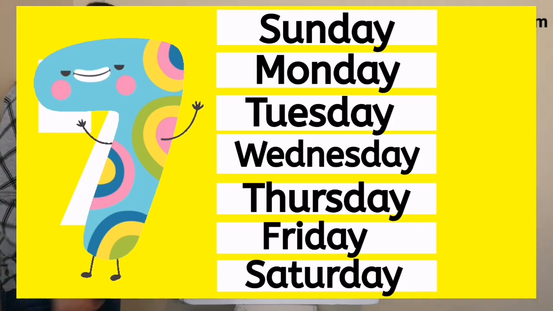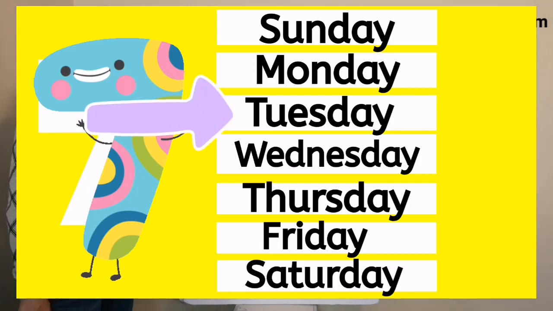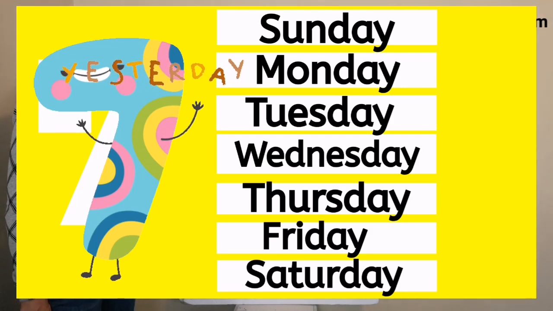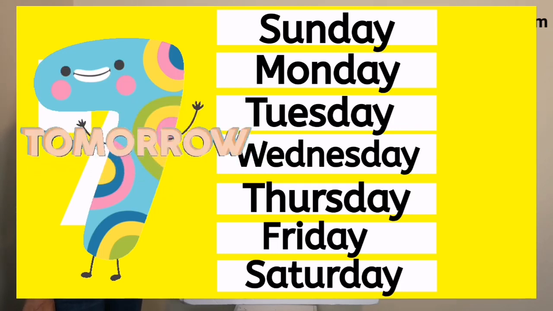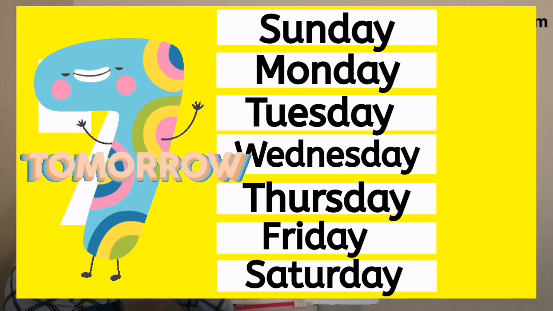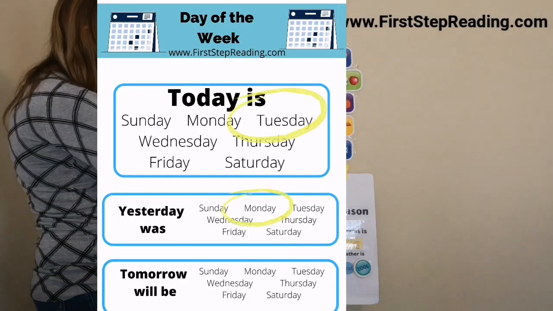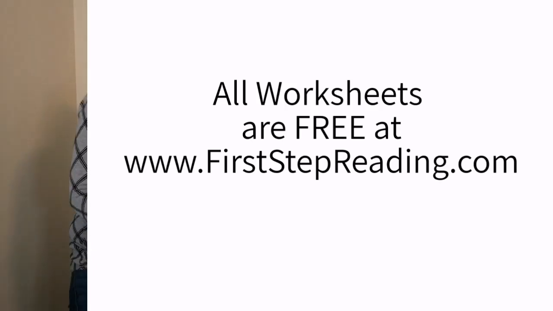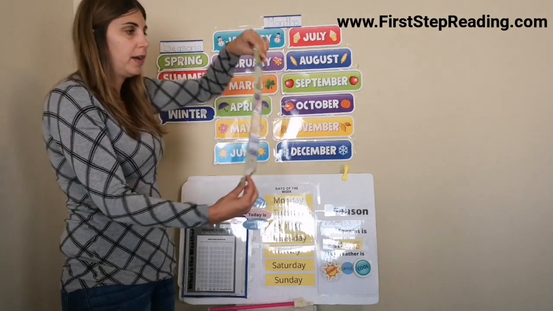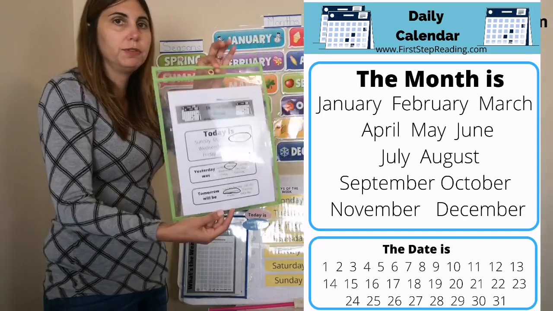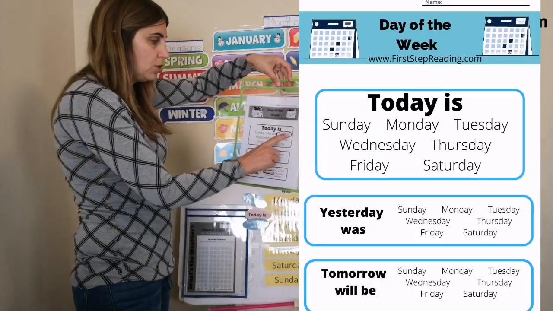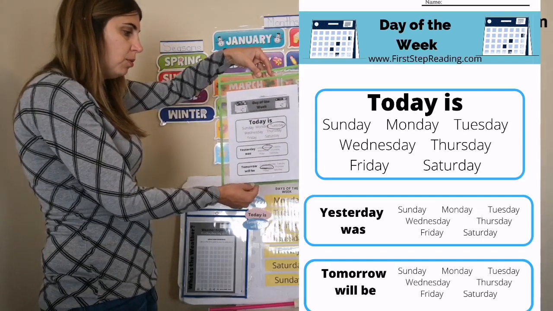So if today is Tuesday, what day was it yesterday? Monday. And if today is Tuesday, what day is it tomorrow? Wednesday. So we have a worksheet you can do for that. All of our worksheets are free at firststepreading.com. We have a worksheet with the date. We circle October 6th. And we have a worksheet for the days of the week. So if today's Tuesday, yesterday would be Monday, and tomorrow would be Wednesday.